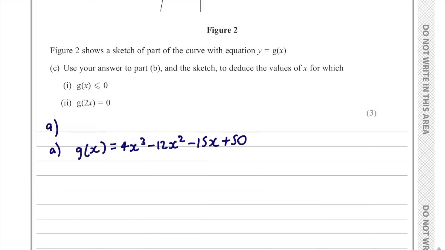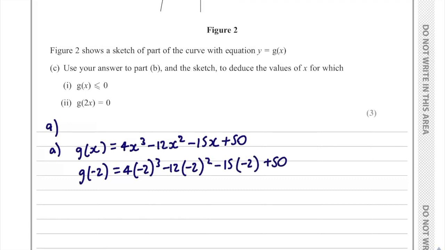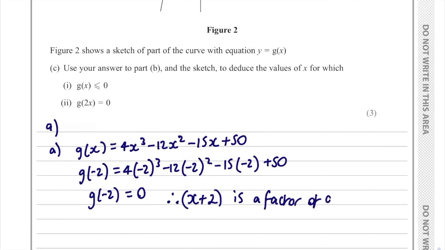We're going to test whether x plus 2 is a factor. If x plus 2 is a factor, then what we can do is substitute a value of x as minus 2. So we can say g of minus 2 is equal to 4 multiplied by minus 2 cubed minus 12 all multiplied by minus 2 squared minus 15 multiplied by minus 2 plus 50. If this result simplifies to 0, then we can say that x plus 2 is a factor. So if you work that out on your calculator, we get an answer of 0. So therefore, x plus 2 is a factor of g of x.